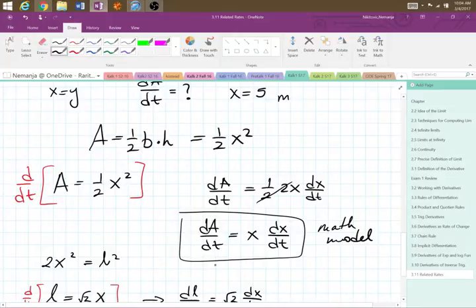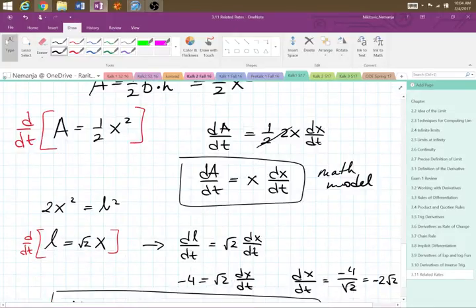And then we check off what we have. dA/dt, I'm checking that off as I have it because that's what I'm looking for. x is given, it's 5. I don't have dx/dt, but I have dL/dt. So if I could relate dL/dt to dx/dt, I can figure out what dx/dt is. So we use the Pythagorean theorem, as Eli said: x squared plus x squared is equal to L squared. So 2x squared equals L squared.